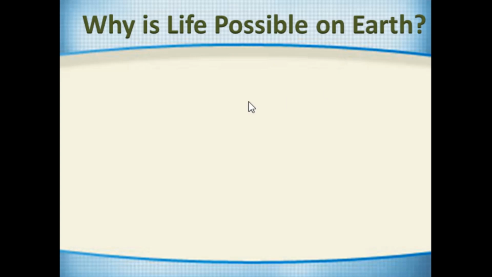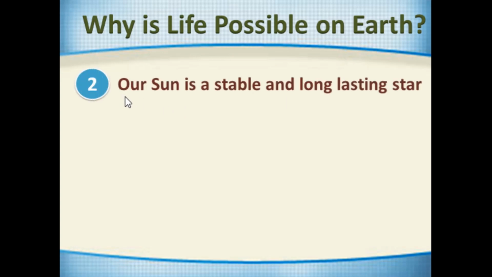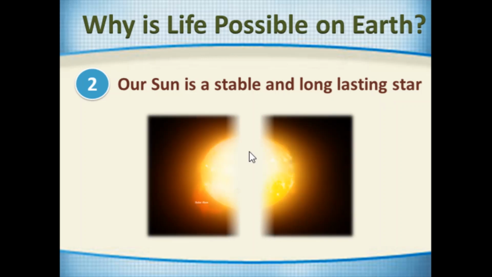Second, why is life possible on Earth? Researchers say our sun is a stable and long-lasting star. Can you read it again? Okay. Since we are somehow near the sun, researchers say that life is possible on Earth because we have the sun, and the sun is stable, it does not change, and it's a long-lasting star. It lasts whatever happens. Okay? That's the second reason why life is possible on Earth.